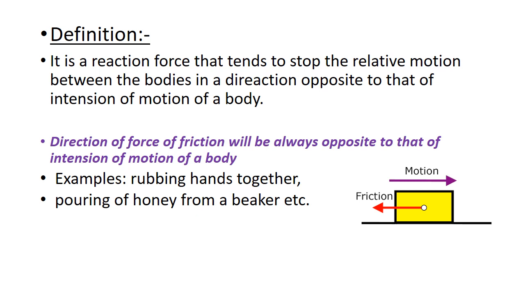We are able to write on the board because of the force of friction. When you are rubbing your hands, there is the force of friction which comes into play. If there is some honey in a beaker and you are pouring this honey from the beaker, you observe that there is a slow rate of flow of this honey. It is because of the force of friction. So there are lots of examples of this force of friction.